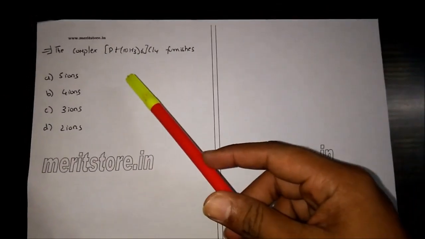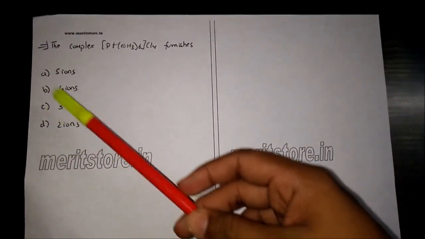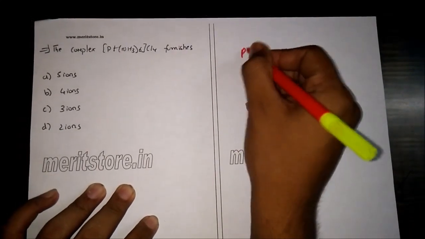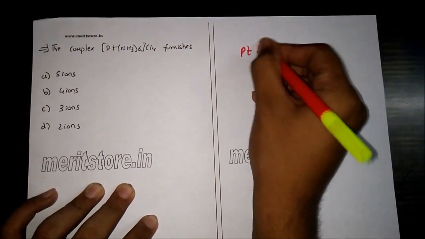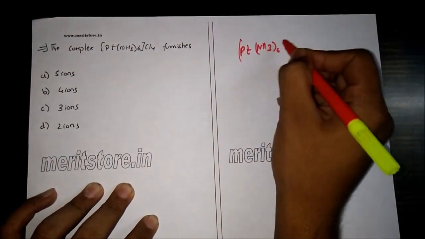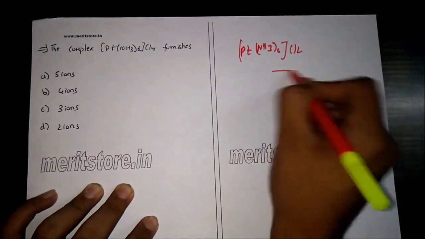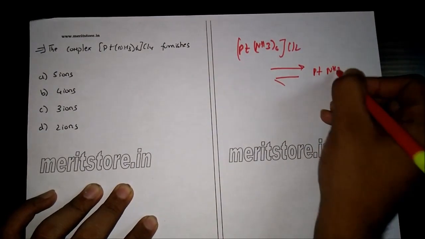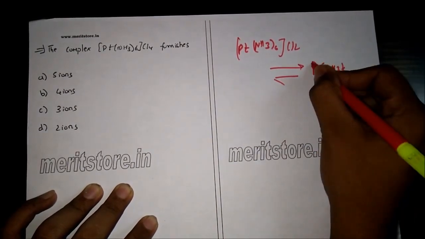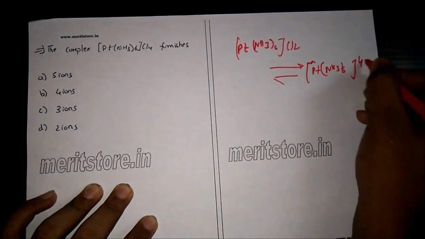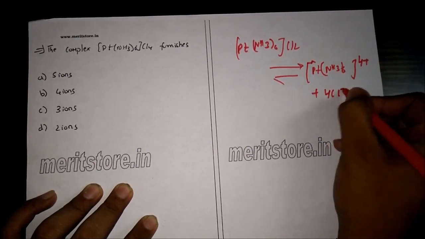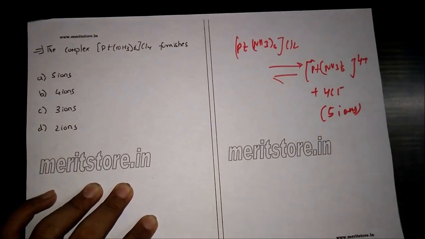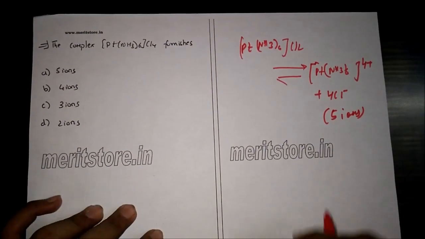Complex [Pt(NH3)6]Cl4 furnishes into 5 ions, 4 ions, 3 ions, or 2 ions. Now let's look at what happens when [Pt(NH3)6]Cl4 furnishes. It gives [Pt(NH3)6]4+ plus 4 Cl- ions. Therefore, in all it gives 5 ions. Therefore, here the correct answer will be option A, 5 ions.